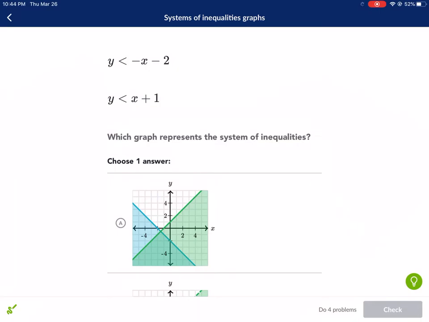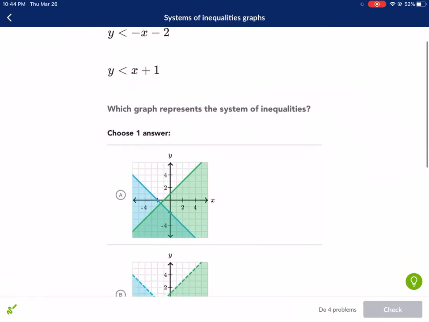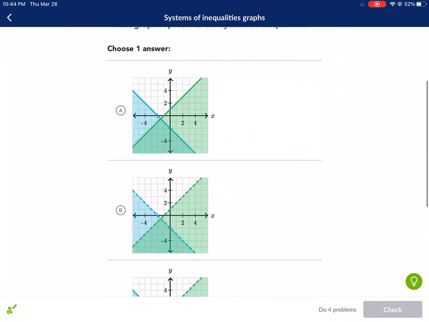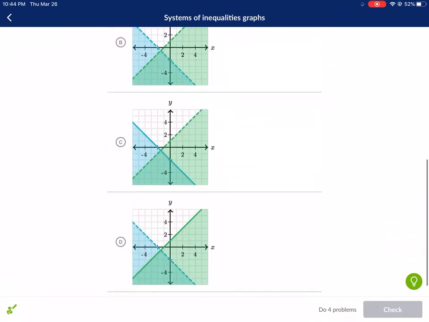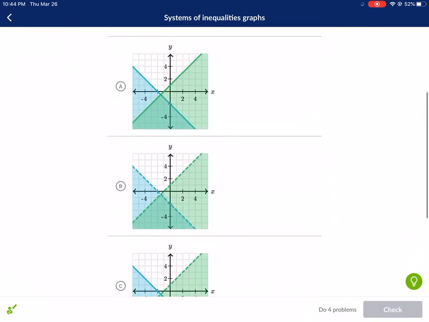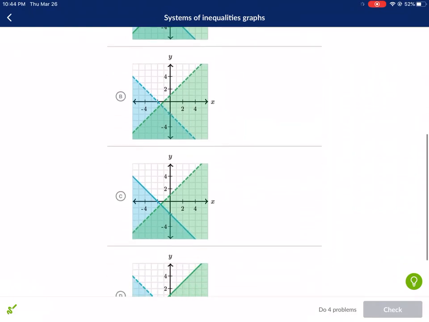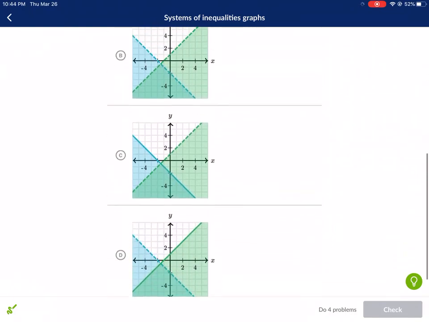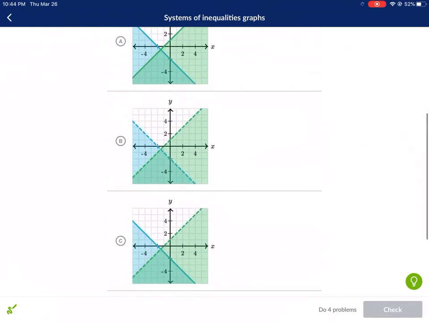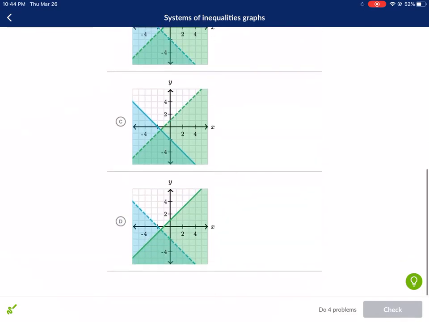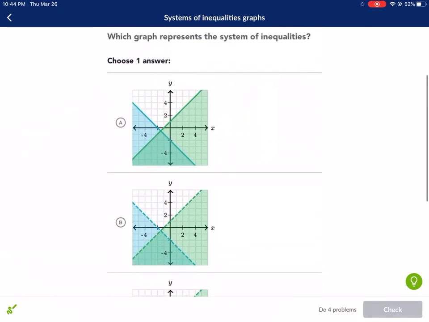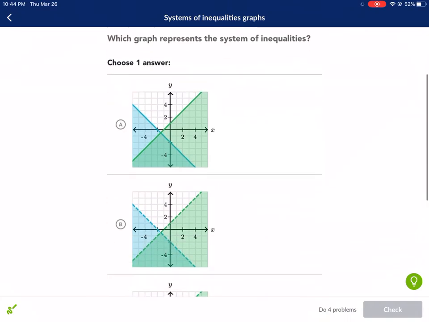So it gives us two inequalities. One is y is less than negative x minus 2. The second is y is less than x plus 1. And it's asking in multiple choice which of these options fits this system. Now, you'll have to keep in mind that there's just slight differences that we need to account for. But this one seems pretty straightforward because we could take some shortcuts if we wanted to really determine it.